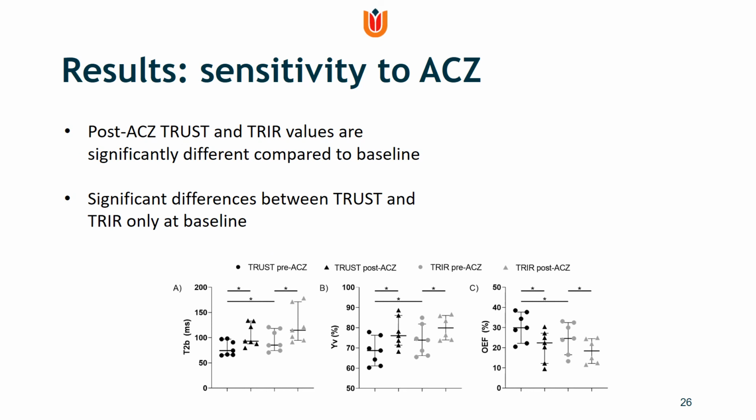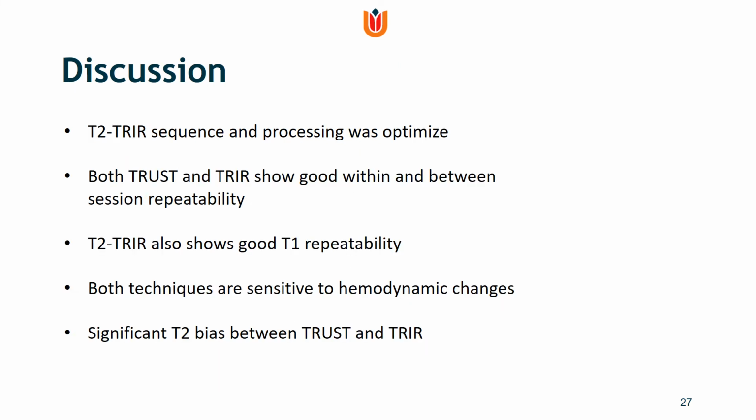Lastly, both techniques were able to detect significant changes in blood T2, venous oxygenation, and oxygen extraction fraction after administration of acetazolamide in the patients with sickle cell disease. So in this work we optimized the T2 TRIR sequence and its data processing. Both TRUST and TRIR showed good within and between session repeatability, and additionally T2 TRIR offers repeatable T1 estimates. Both techniques are sensitive to hemodynamic changes, as shown by the acetazolamide challenge, but there was a bias in blood T2 between TRUST and TRIR.